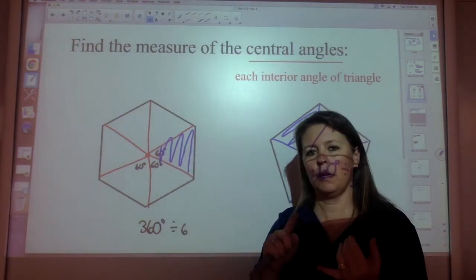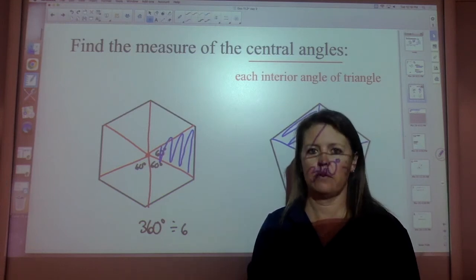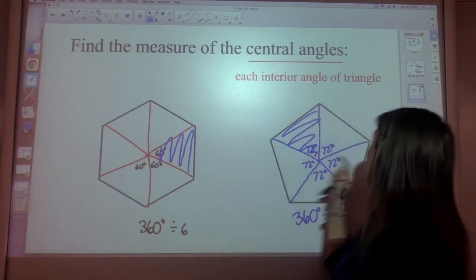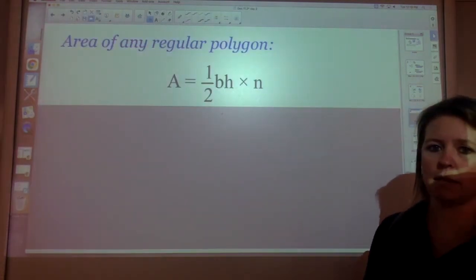You don't need a formula for a hexagon, and then a different formula for an octagon, and then a different formula for a pentagon. It's one formula. Area equals half base times height times number of sides.